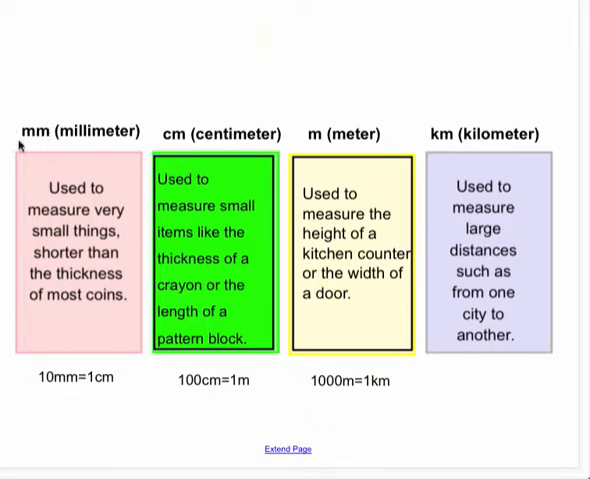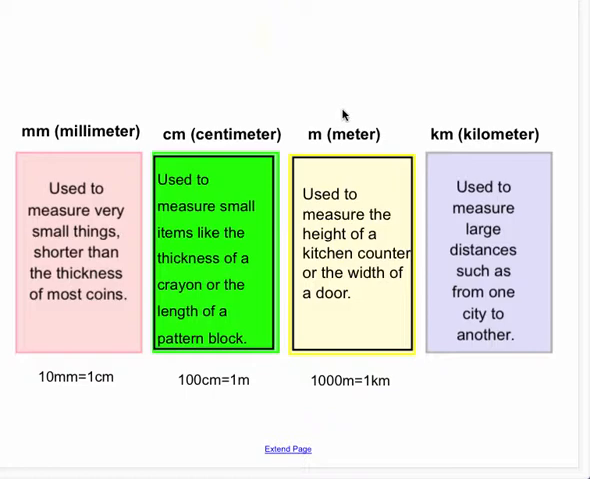Millimeter, over here, is one of the smaller units of measurement. It's abbreviated mm. Millimeters are used to measure very small things, shorter than the thickness of most coins. It's a very, very small unit of measurement. Moving on to centimeter. This is abbreviated cm, and it's used to measure small items like the thickness of a crayon or the length of a pattern block.